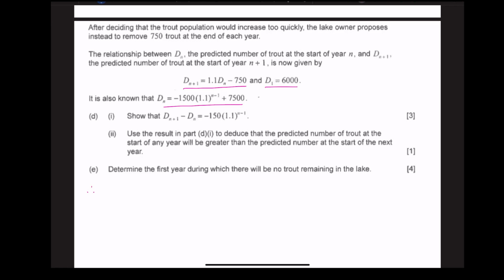So yeah, I can use this equation first. So Dn plus 1, if I subtract Dn from both sides, I'll get this expression.